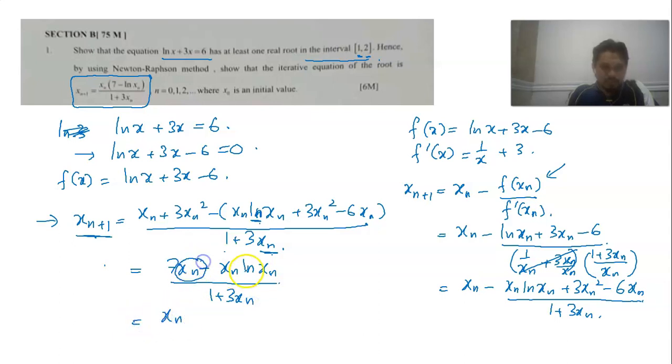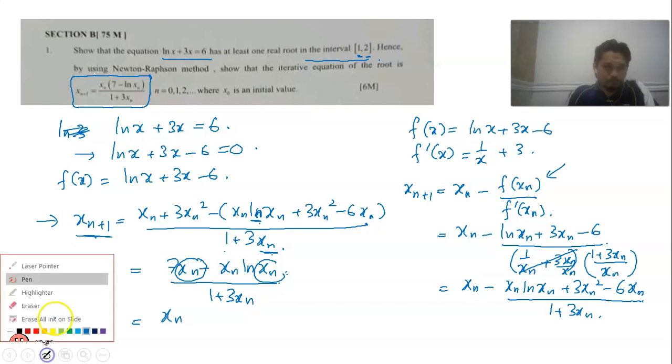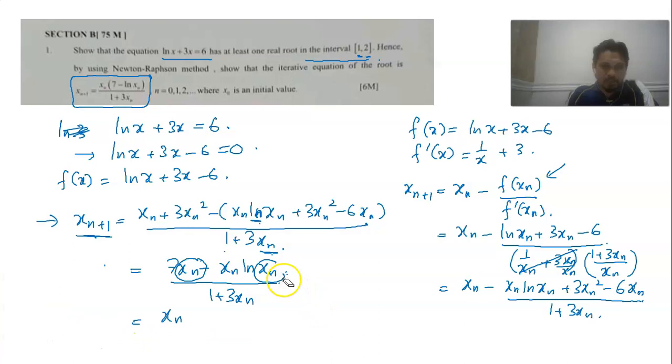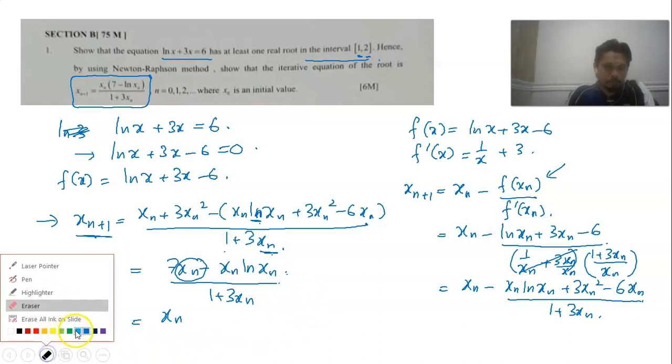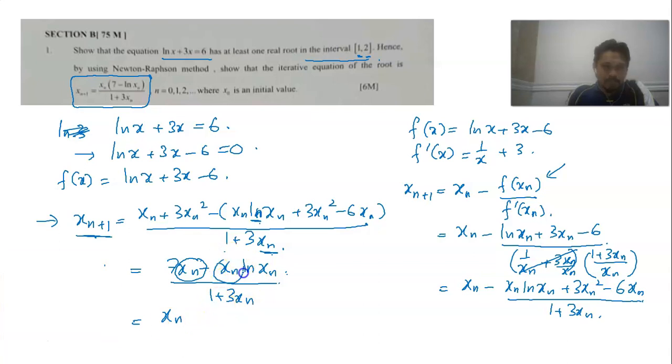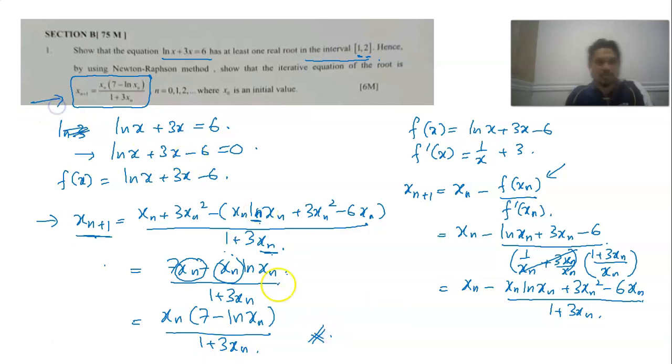Okay, this one here, and also not this. Okay, not this one here. Sorry, made a mistake there. And this. Okay, so x_n times 7 minus natural log of x_n divided by 1 plus 3x_n. Okay, there you go, exactly the same as this one.